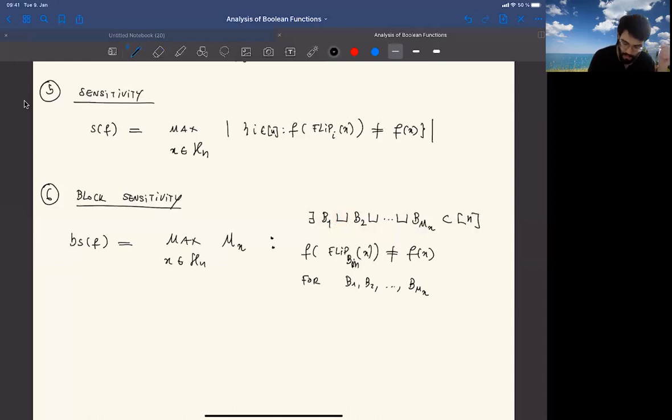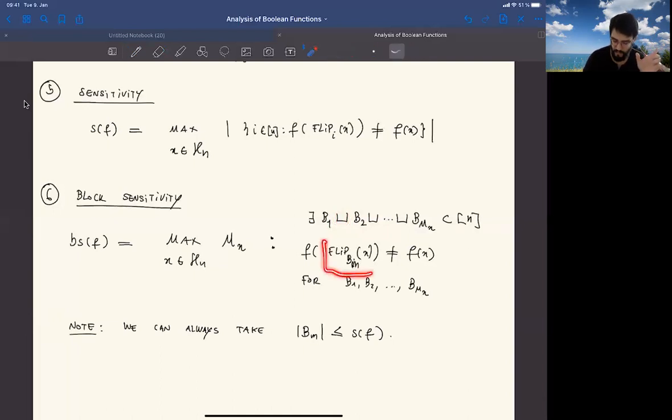So, of course, we have a lemma. Oh, the first thing, note that we can always assume we take the length of these blocks less or equal than the sensitivity of f. Okay, because imagine the following. Suppose you have a block, and if you flip all the elements of that block, so what I mean by this is I flip every single variable from that block, okay? And so if you flip all of them, you flip the value of f of x.